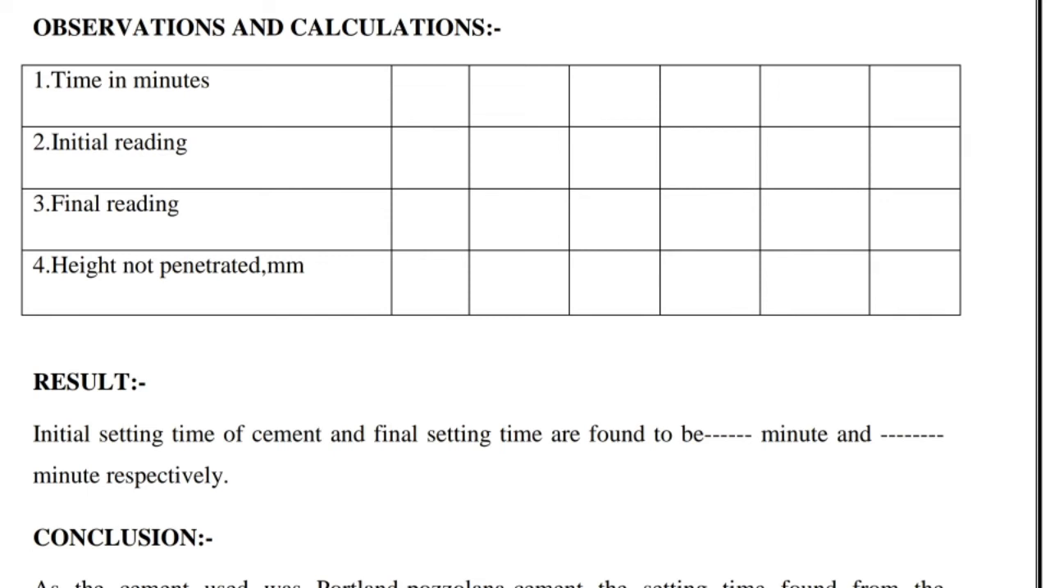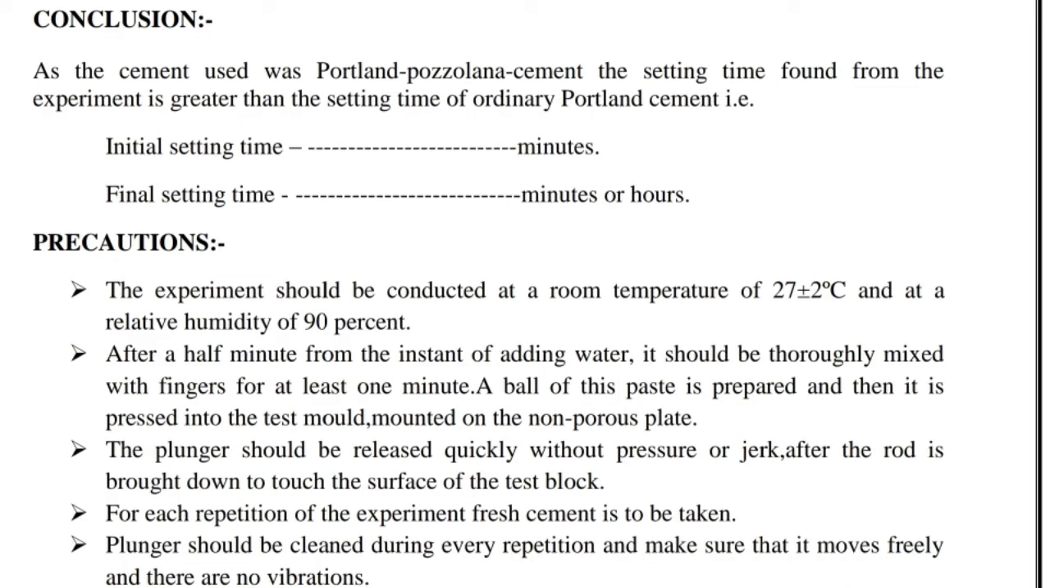Result: initial setting time of cement and final setting time are found to be dash minute and dash minute respectively. Conclusion: as the cement used was Portland pozzolana cement, the setting time found from the experiment is greater than the setting time of ordinary Portland cement, that is, initial setting time, final setting time in minutes or hour.